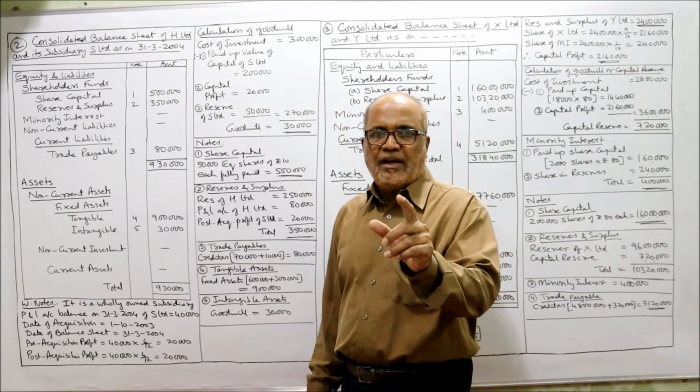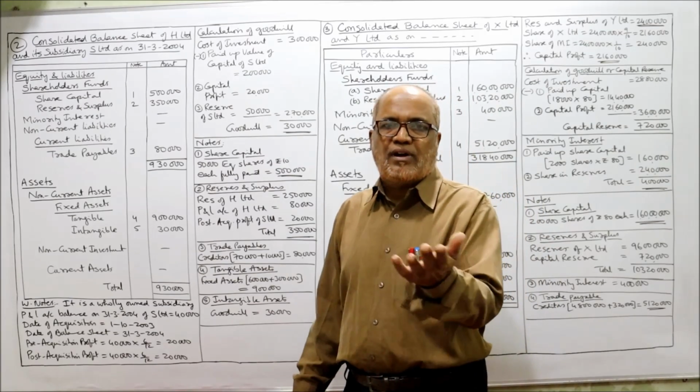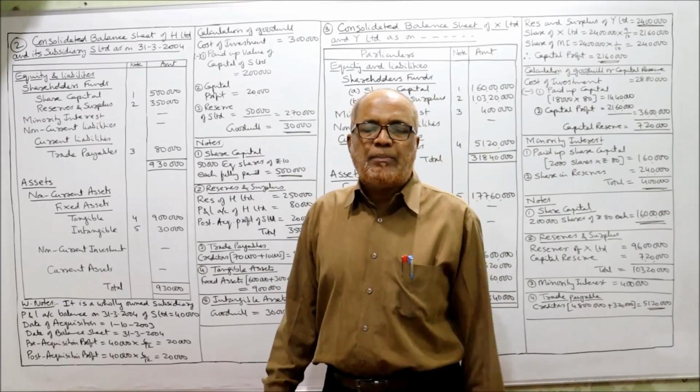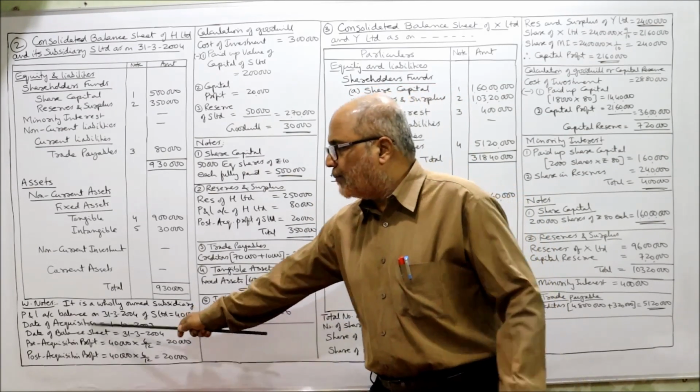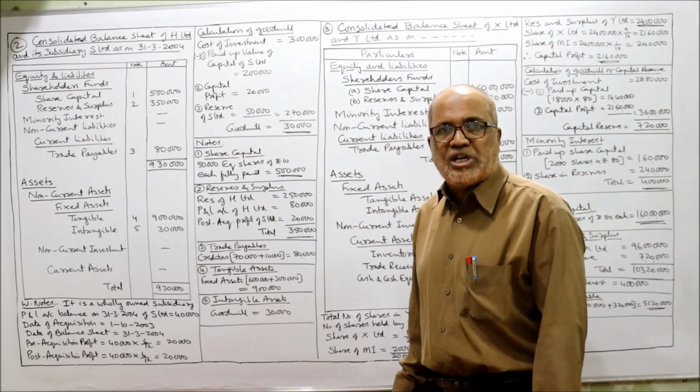Working note first we'll make. In working notes we'll make all calculations regarding minority interest, capital profit, revenue profit and goodwill or capital reserve. These are the basic things we have to do. Working notes. After that, notes forming part of financial statements.